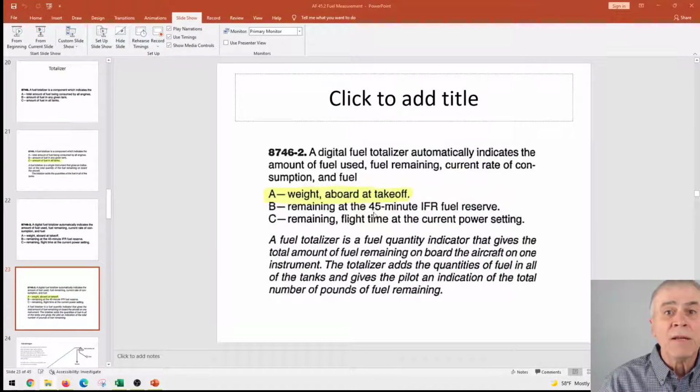I didn't like it because it said it indicates 1, the amount of fuel used, 2, fuel remaining, and then all of a sudden 4 is going to be in fuel remaining with another comma. So I didn't like it for that reason. But for some reason I discounted A right away.